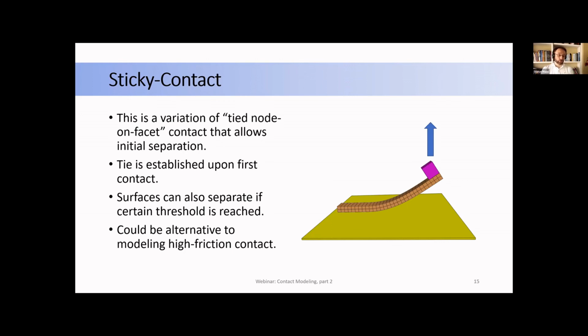The second way it differs from the tied interface is that it also allows you to break that tie. There is a criteria in there that specifies a maximum traction. So if the contact traction would exceed that threshold, then the tie will be broken. So you can use that to kind of peel off two surfaces from each other.